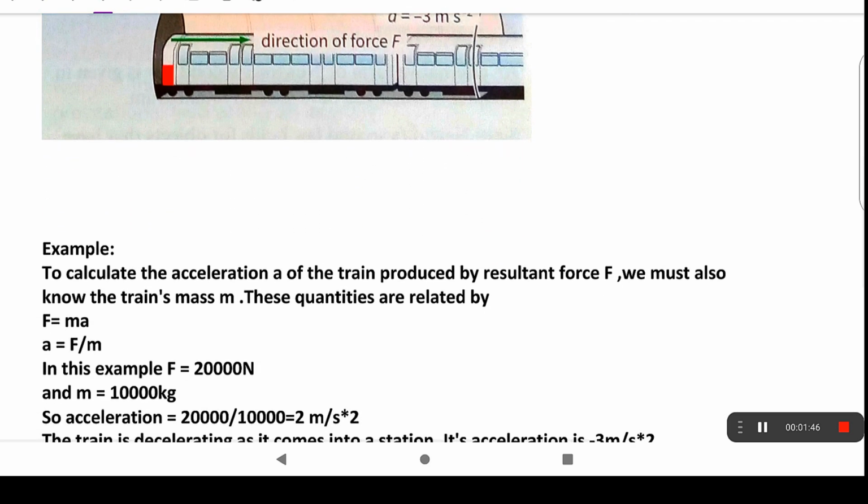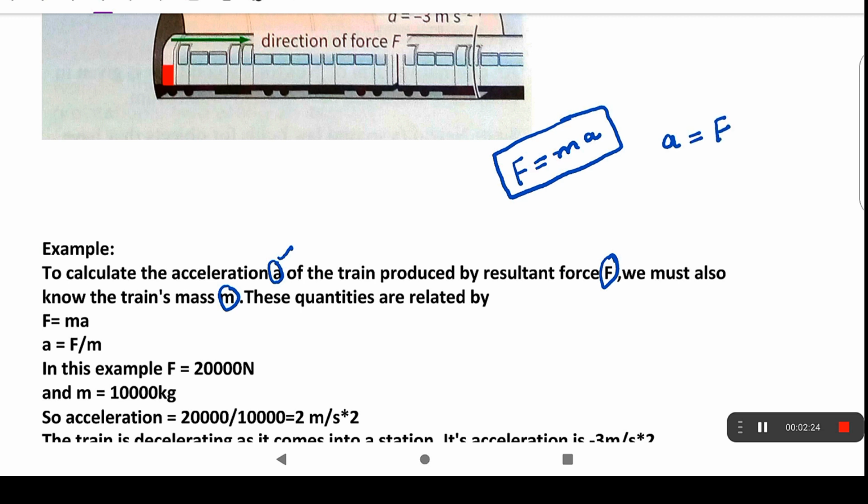So we will discuss here an example to calculate the acceleration a of the train produced by resultant force F. Here is a resultant force F and acceleration is a. We must also know that the train's mass is m. So here is an important point: F is equal to ma. It is the famous relation, Newton's second law. This is the relation between force, mass and acceleration. You can easily find the acceleration: a equals F divided by m.